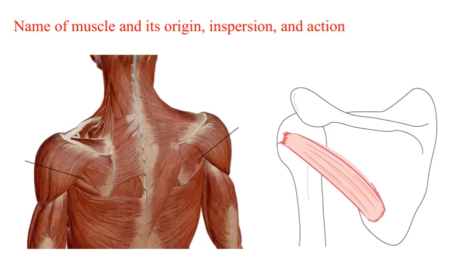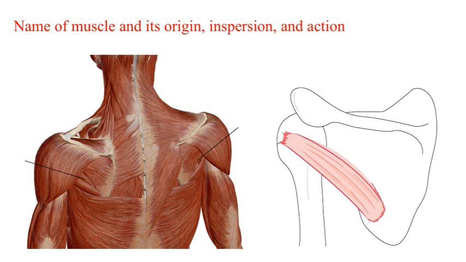Let's take a closer look at this slide, which focuses on the name of the muscle, its origin, insertion, and action. Understanding these key points is essential because they give us a complete picture of how each muscle functions within the body. When we talk about the origin, we're referring to where the muscle begins, usually on a stationary bone. The insertion is where the muscle attaches to the moving bone, and the action describes what happens when the muscle contracts, how it moves parts of the skeleton.